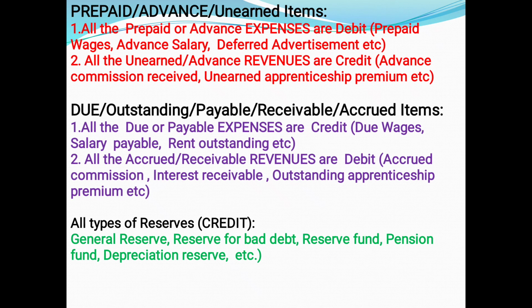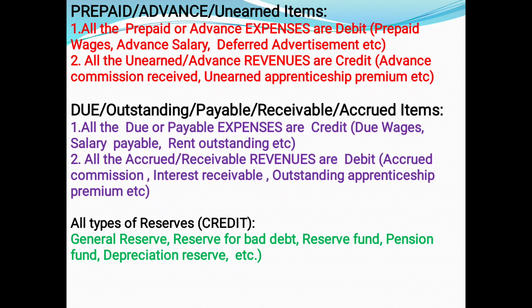Number 2, all the accrued or receivable revenues are debit. Dear learners, all the revenues are credit, but all the accrued or receivable income or revenue is at all times debited. For example, accrued commission, interest receivable, outstanding apprenticeship premium, etc.